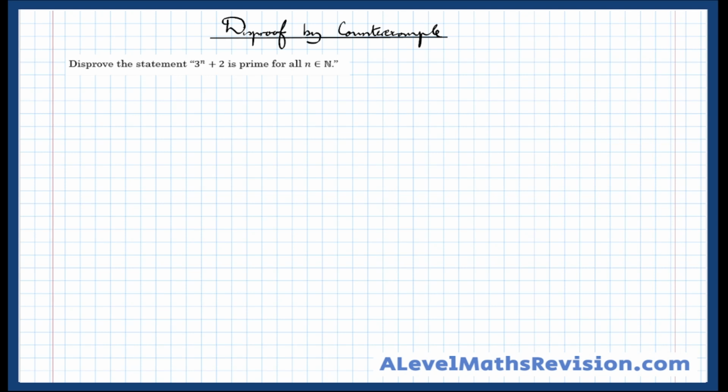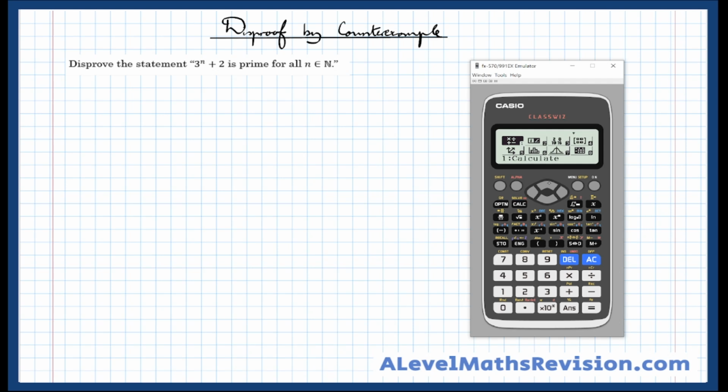Because a statement is untrue if we can find a single example to disprove it. One of my university lecturers, back when I was studying maths, used the phrase, "It takes one bullet to kill a man," to describe this phenomenon. One single counterexample will disprove an entire statement, is what he meant by that phrase. So disprove the statement 3 to the n plus 2 is prime for all natural numbers, i.e. n bigger than or equal to 1.